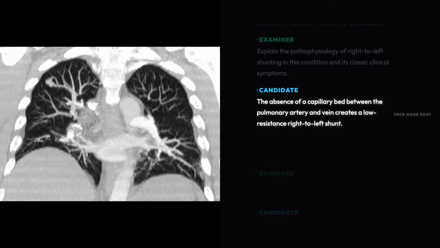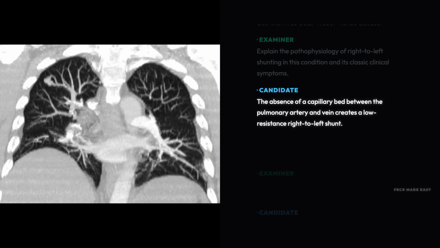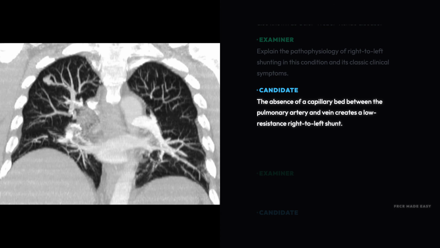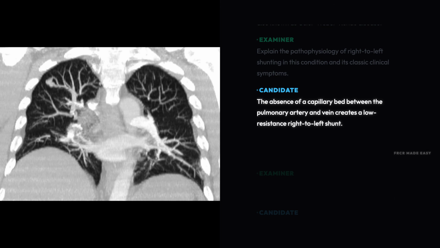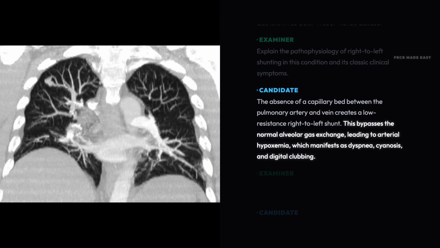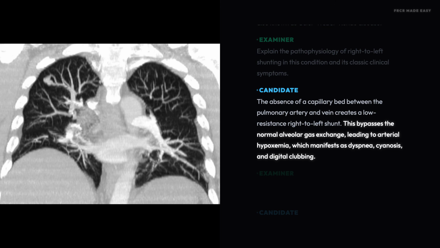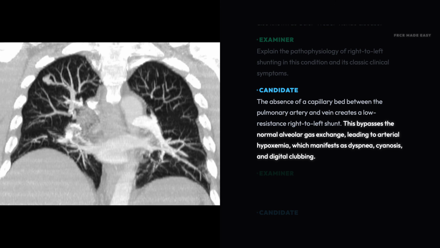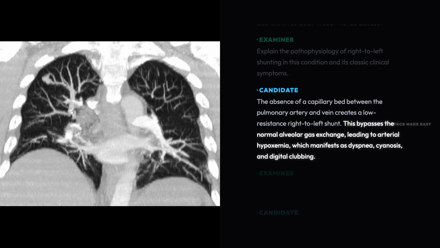The absence of a capillary bed between the pulmonary artery and vein creates a low-resistance right to left shunt. This bypasses the normal alveolar gas exchange, leading to arterial hypoxemia, which manifests as dyspnea, cyanosis, and digital clubbing.